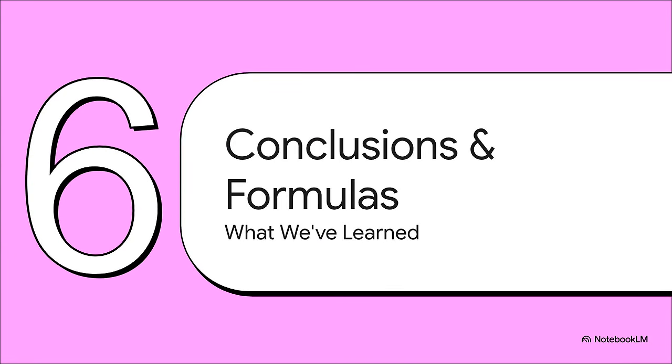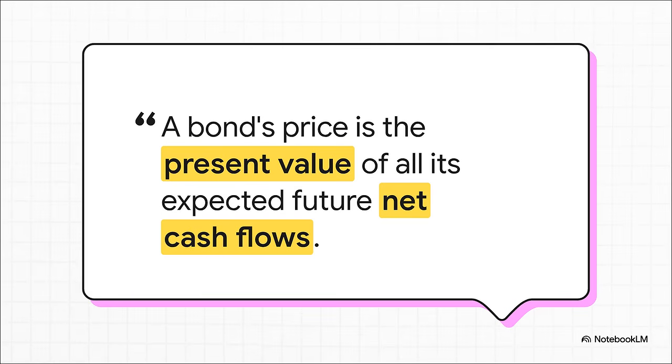Okay, wow. After all that math, let's take a step back, zoom out, and just recap the big ideas, the core principles we've been using this whole time. If you remember only one thing from this whole explainer, let it be this. A bond's price is nothing more than the present value of all the money you expect to get from it in the future. Your net cash flows, discounted back to today using whatever the current market yield is. That's it. Every single thing we did was just a different application of this one powerful idea.